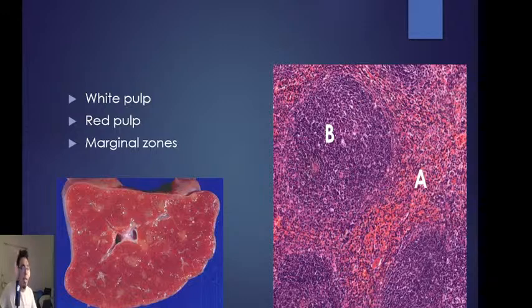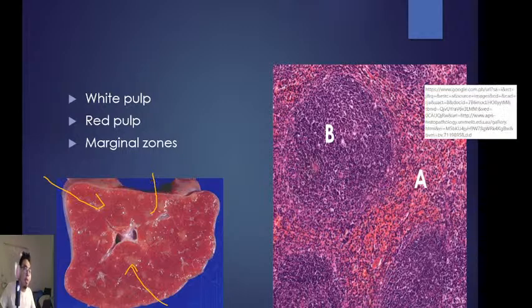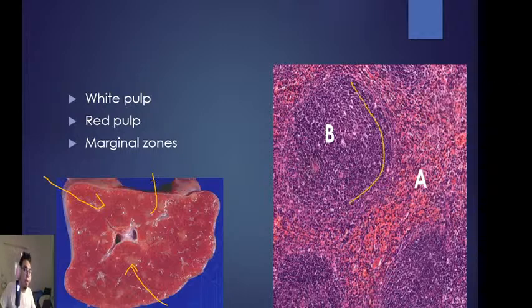Let's look at the gross anatomy of it first. The white pulp is the white areas here. I'm going to denote it with a marker there. All right. The red pulp is basically everything that's red, obviously. So the white pulp over there is basically white blood cells, or hematopoietic stem cells. Right? And where do I find the marginal zones? The marginal zones is this one. This is your marginal zones.